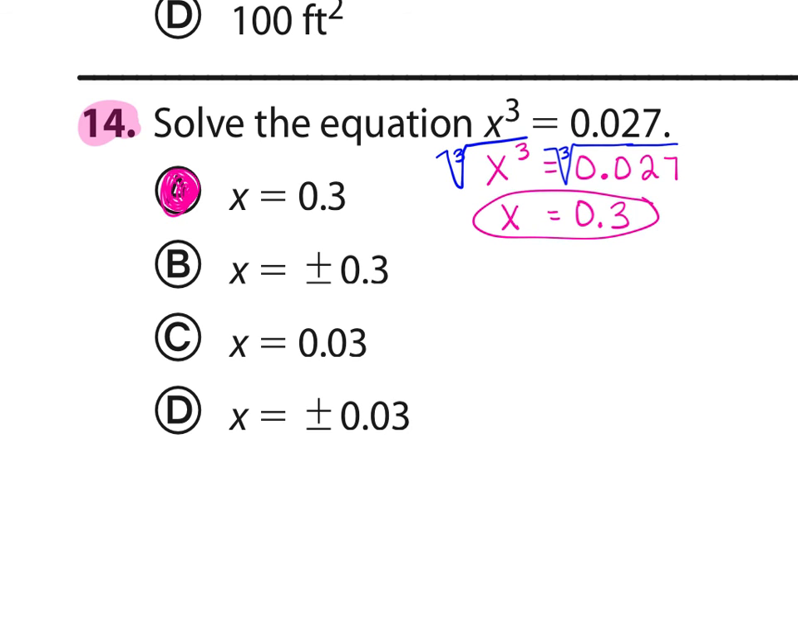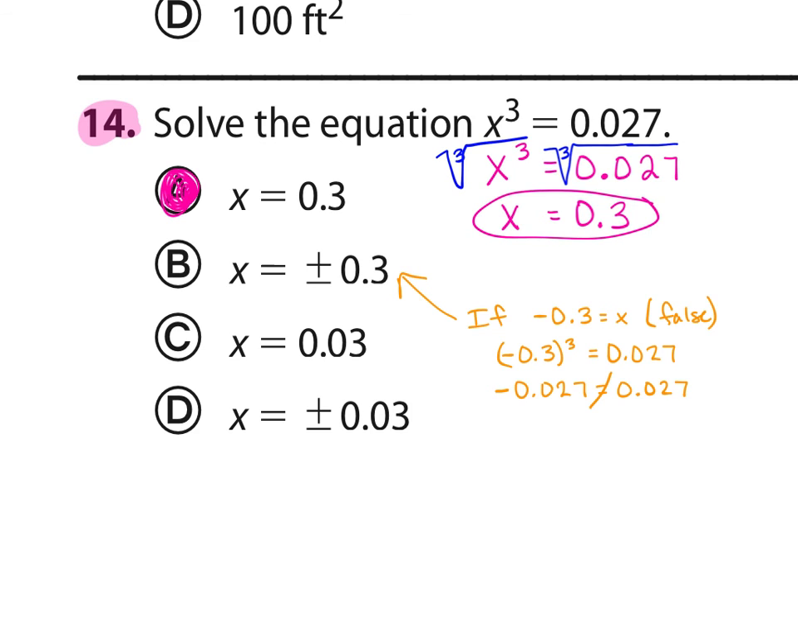And it's because if we had negative 0.3 equal x, which is false, by the way, then it would say that negative 0.3 cubed is equal to 0.027. But when you say a negative times a negative times a negative, it still comes out to a negative. So you'd get negative 0.027 equal positive 0.027, and that's a false statement. So that doesn't work.